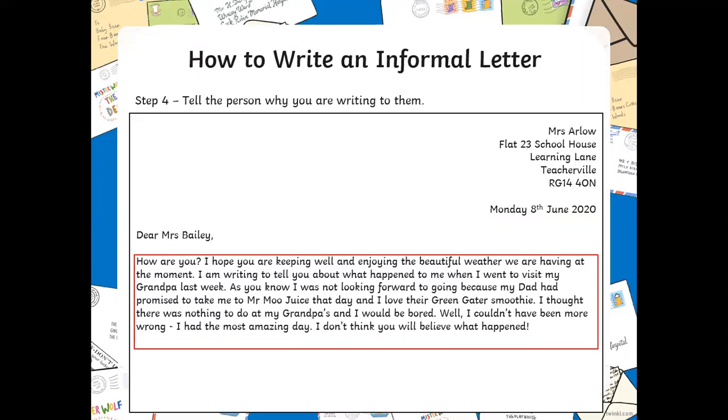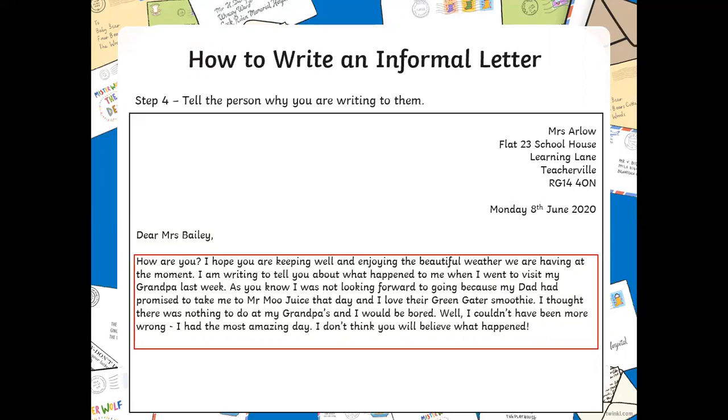In our introduction, it is good to tell the person you are writing to them and encourage them to read your letter. For example, our reason for writing to somebody is that we had such an exciting day with Grandpa, we thought they would enjoy hearing about it, and it's good to tell them that. It's also good to start by asking them how they have been or telling them that you hope they are feeling well. Here is my example.